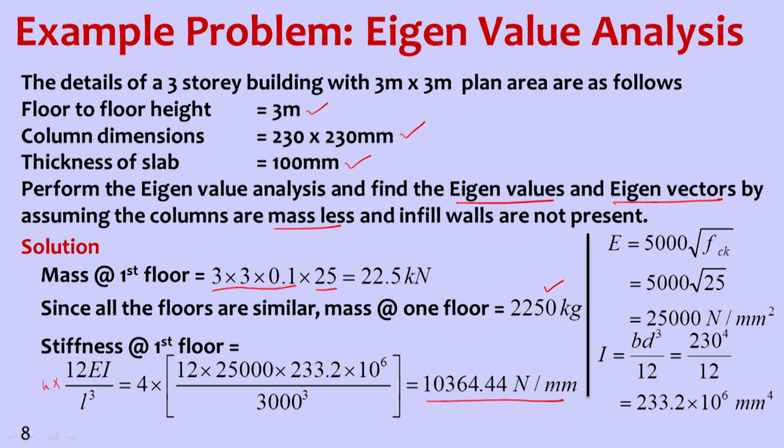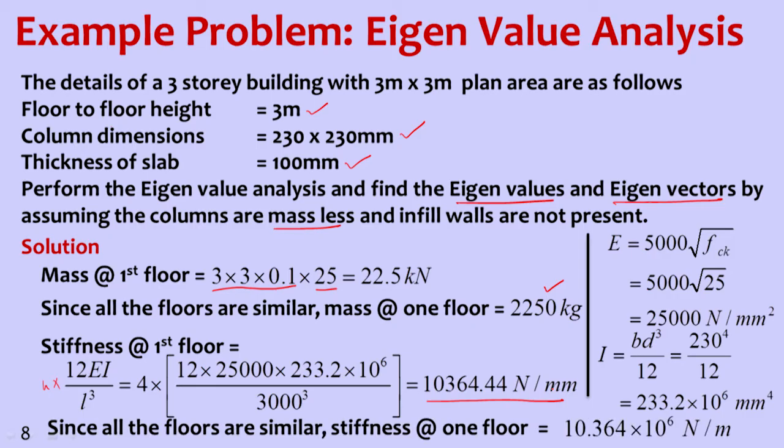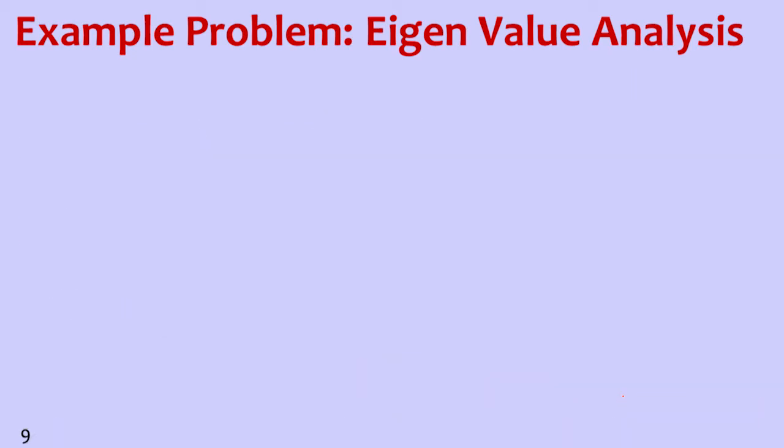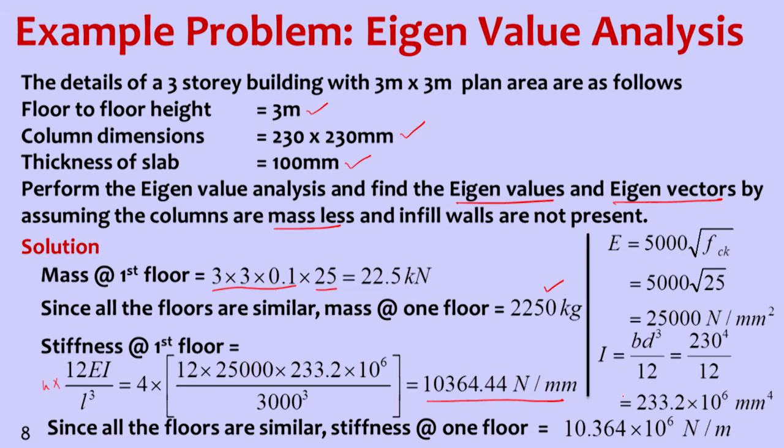Stiffness value of floor stiffness, this is. Since all the floors are similar, this value is the same in all the floors. Here you can observe that we have converted this into Newton per meter.